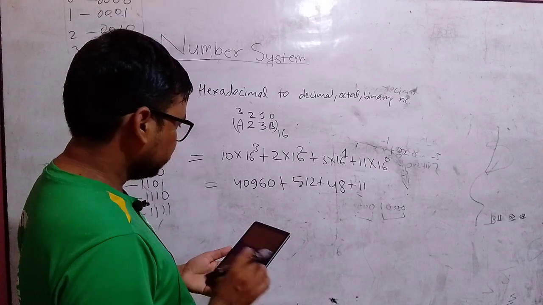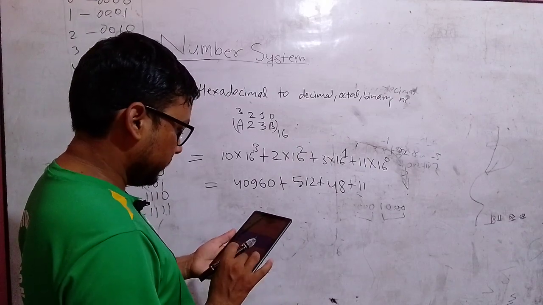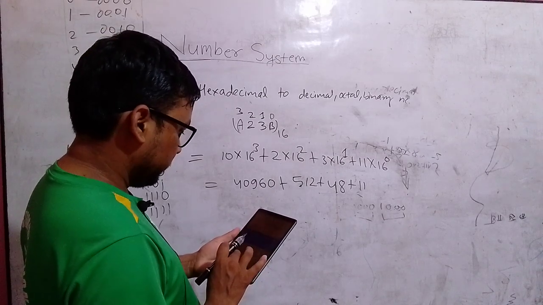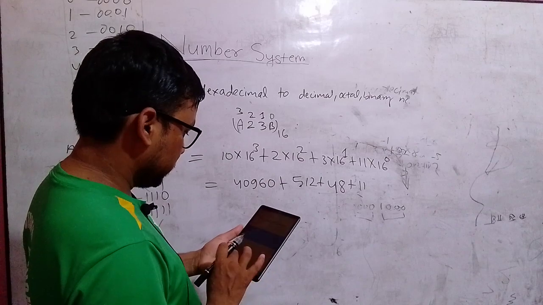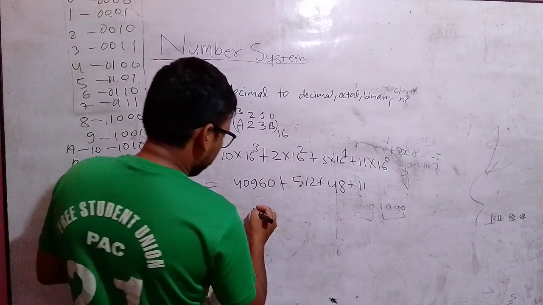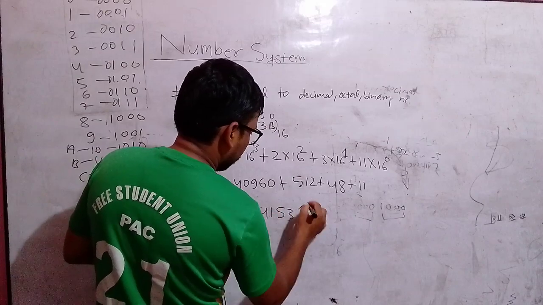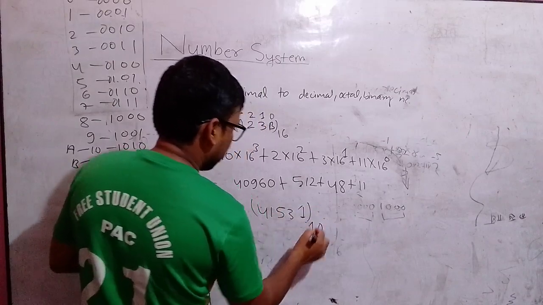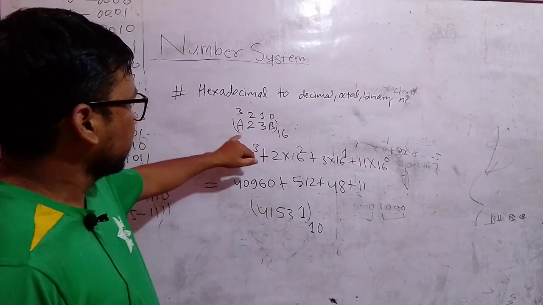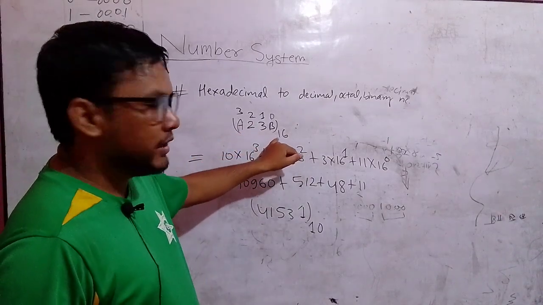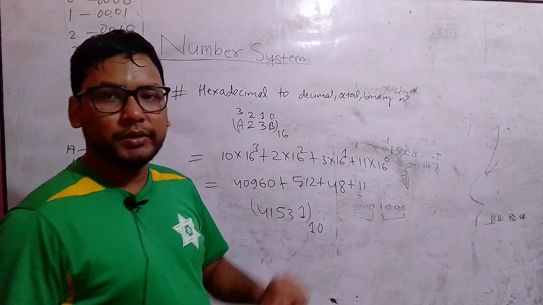Now 40960 plus 512 plus 48 plus 11 is equal to 41531 in base 10. This is the decimal equivalent of this number. So A23B in the hexadecimal number system means 41531 in the decimal number system.